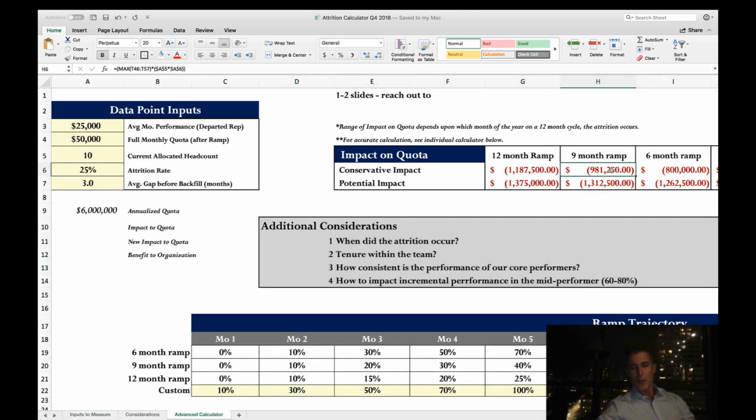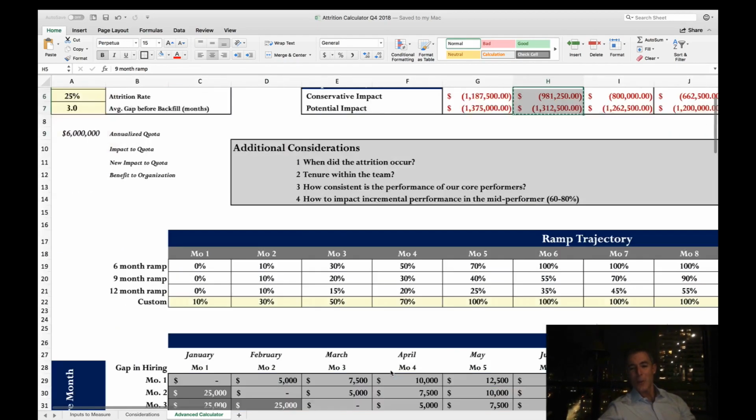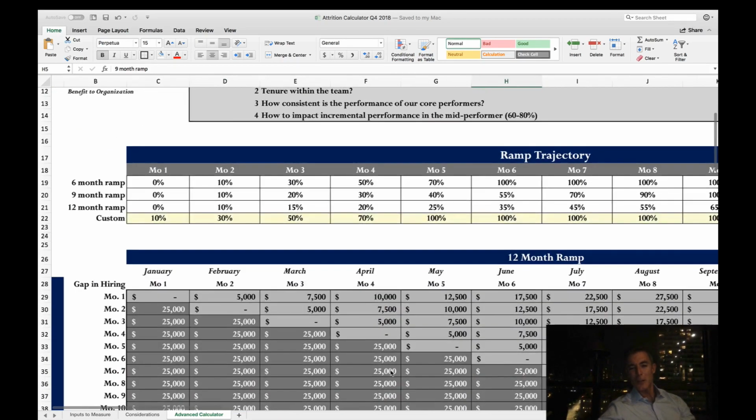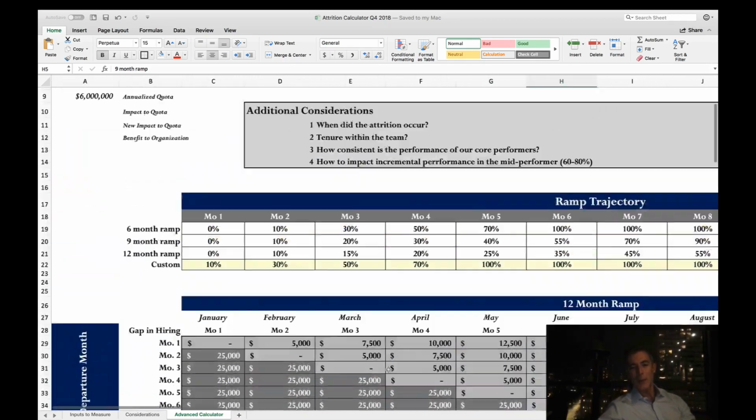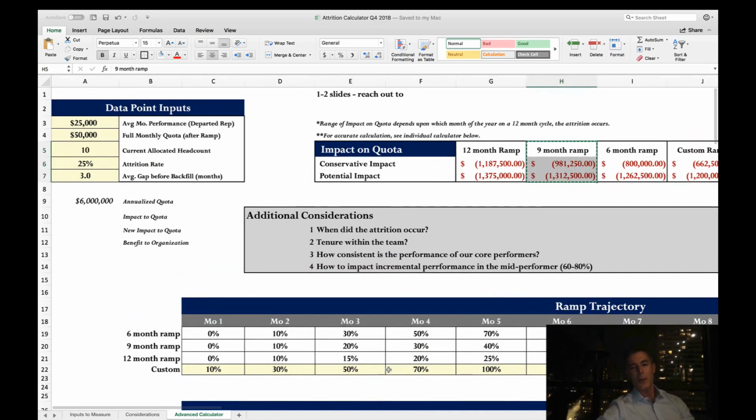In a 9-month ramp, the impact is anywhere between $981,000 and $1.3 million. Wow, what? No, that's crazy. No, it's true. And so I've used math and science and a little bit of trigonometry in order to draw out all the different spheres and shapes and scope and sizes of how this impacts you. Now, I don't expect you to be able to create this type of calculator if you work for me, but you certainly need to know how to plan for it.